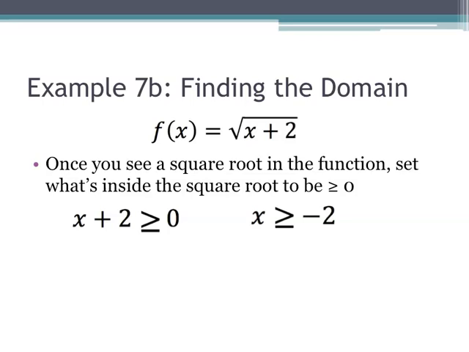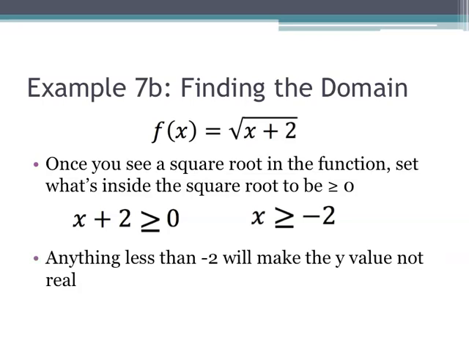So remember, for the square root, when you set this to be greater than or equal to 0, this is telling you what x can be. As long as x is greater than, or could even be equal to, negative 2, then your value of x will give a value of y. So for the domain, you would say x is greater than or equal to negative 2.